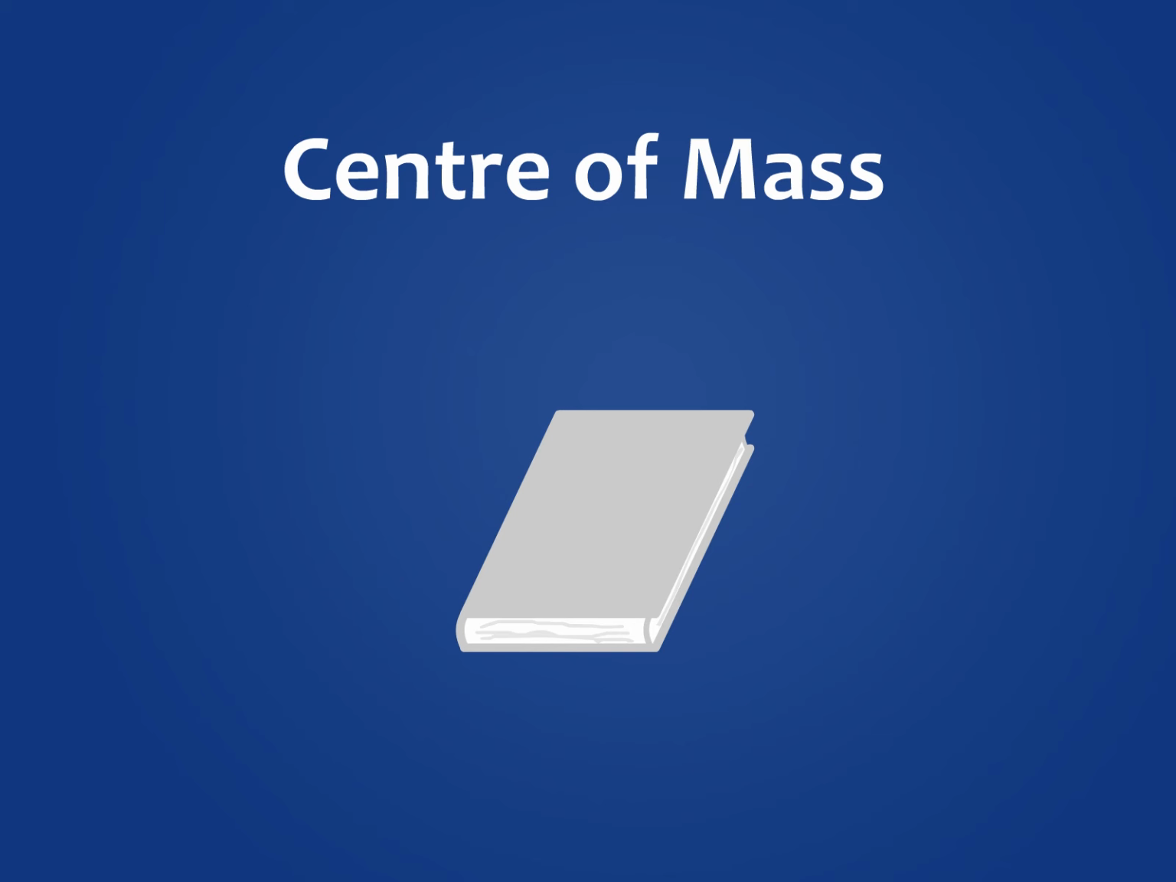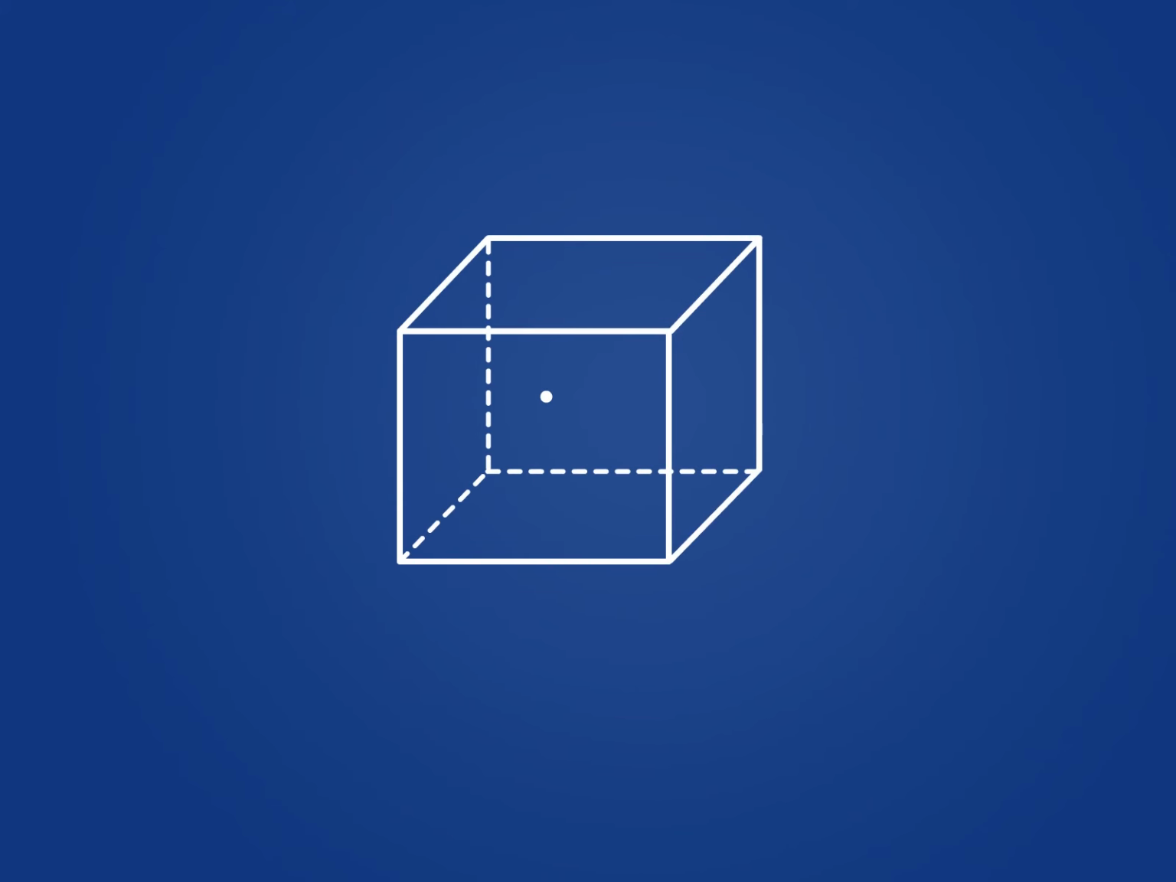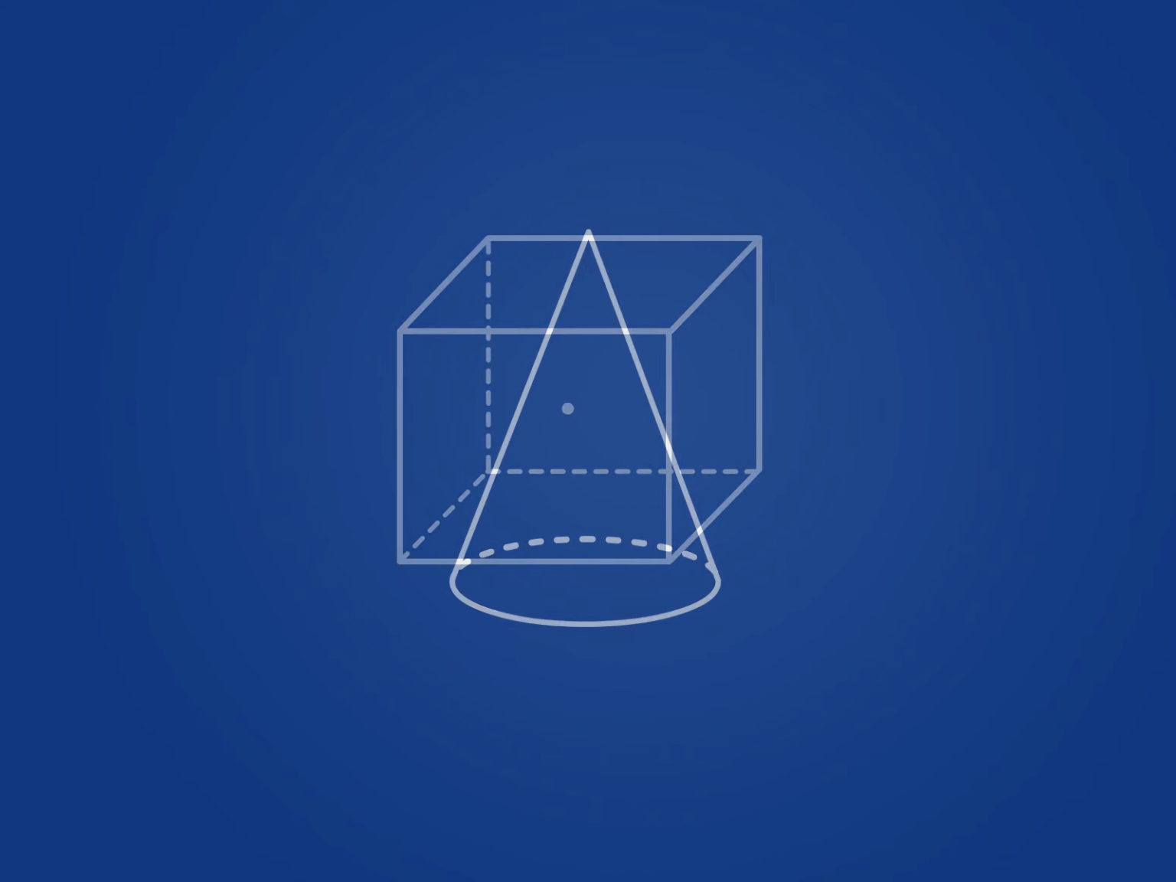Now, I will introduce a new term called the center of mass. This term refers to a unique point in an object or system which can be used to describe the system's response to external forces. So for example, the center of mass of a box of uniform density will be right at the center of the box. For a cone of uniform density, it will be somewhere near the base of the cone since the base has a larger mass as compared to the top.